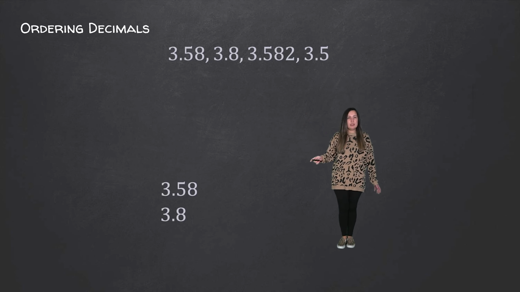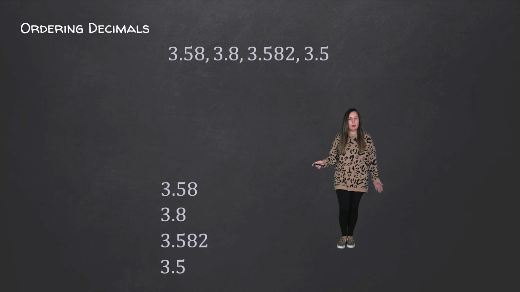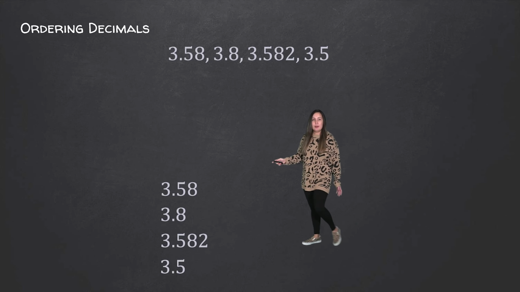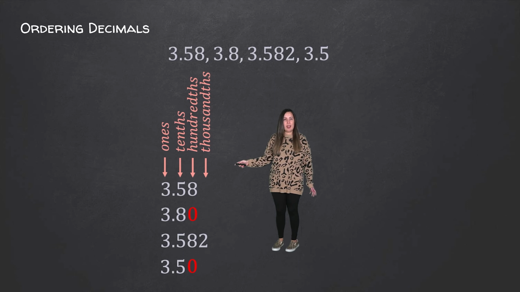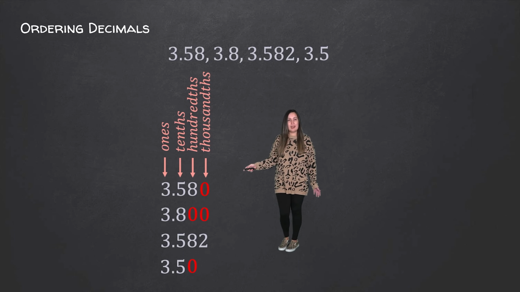So we're going to line them up by place value, which automatically makes our decimal points line up, and label our place value. So here we have the ones, the tenths, the hundredths. Notice that not all our values have a number in the hundredths place value, so we're going to add zeros as place value holders. And then we have our thousandths place value, and not all of our values have a number there, so we're going to add zeros as place value holders.